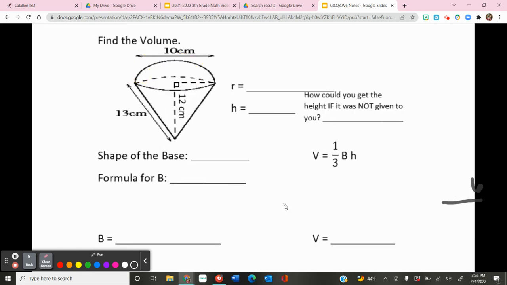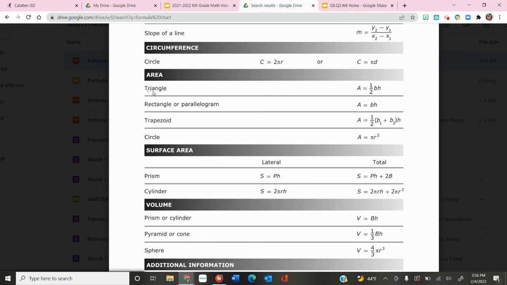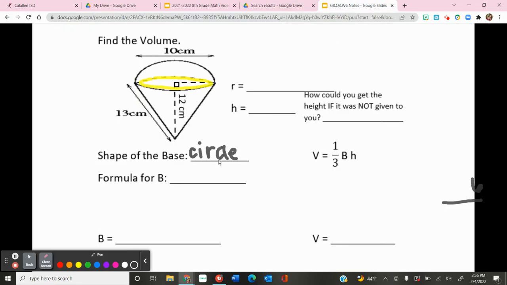Let's go ahead and look at our next example. For this example, they want us to find the volume of this cone. Let's identify the base of our cone, which again is going to be a circle. So the shape of our base is a circle. Now, what is the formula for the area of our base? Looking at our formula chart, the formula for the area of a circle is pi times r squared.